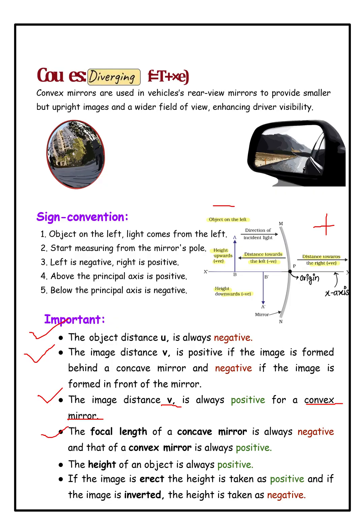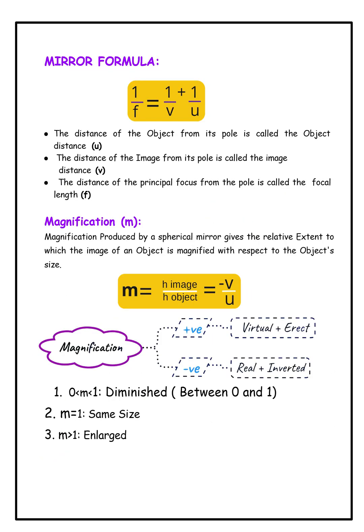The height of an object is always positive. Please remember this. And the last point: if the image is erect, the height is taken as positive, and if the image is inverted, the height is taken as negative. So students, it's a request that you draw this diagram and note down all these points. That will be helpful to you.